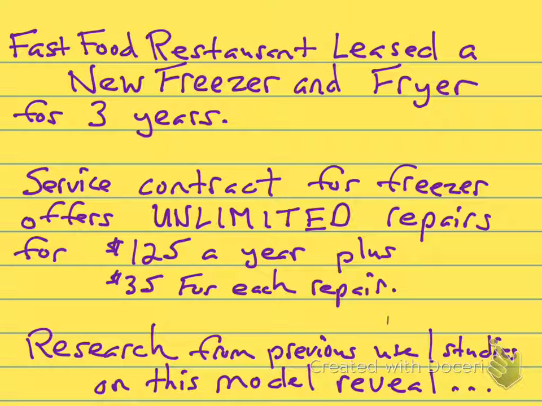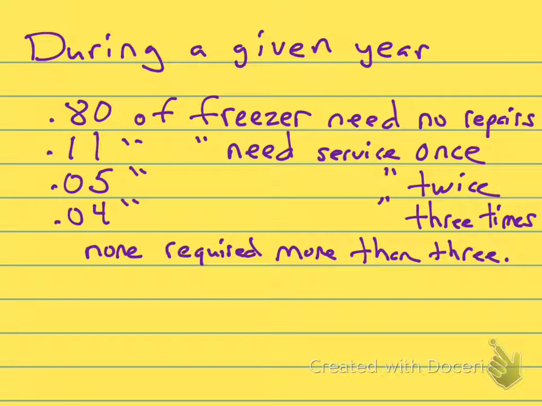This is a probability and statistics problem about a fast food restaurant that has leased a new freezer and new fryer for 3 years. The service contract for the freezer offers unlimited repairs for $125 a year plus $35 for each repair. Research from previous use and studies on this model reveal the following information.